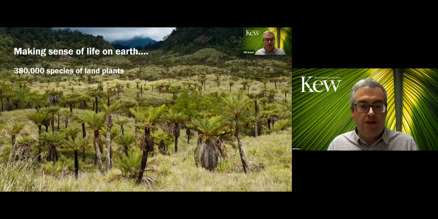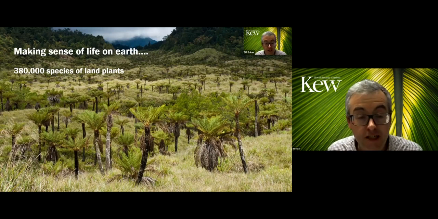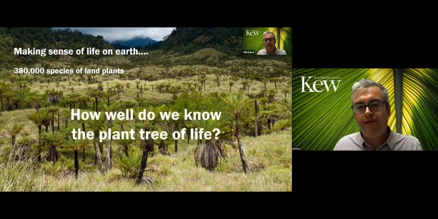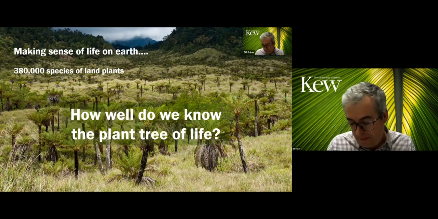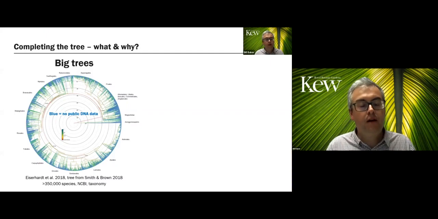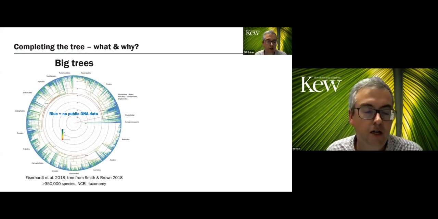So it's all about making sense of life on Earth. And that's a non-trivial thing when you're talking about plants. There are some 380,000 species of land plants, most of which are the flowering plants. And this really begs the question, after decades of work, how are we doing? How well do we know the plant tree of life? Well, I'll give you two ends of the spectrum, I suppose.